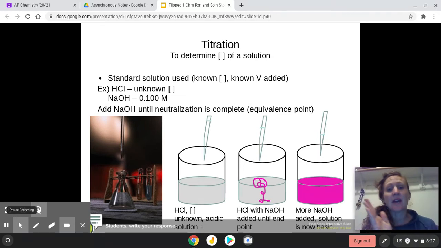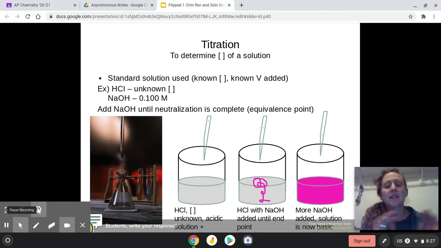So now that we have seen the titration setup, I want to go through and talk you through a little bit of vocabulary and also revisit some math within solutions inside the context of titration. So let's start with the vocabulary.